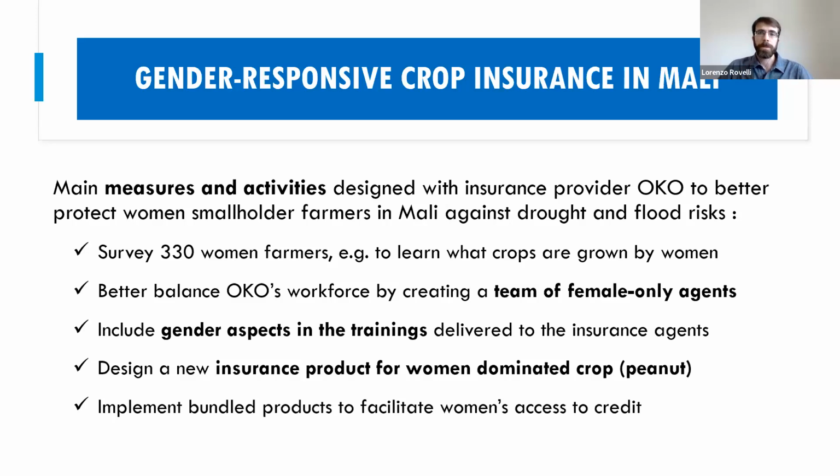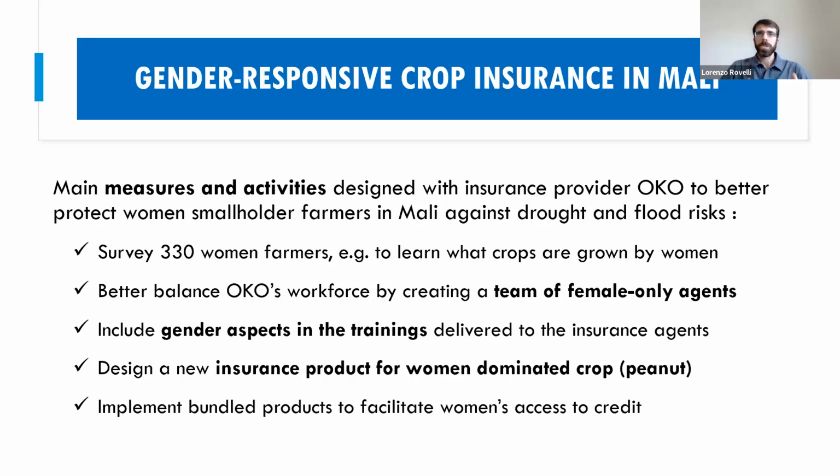We found out that the best ways to adapt OCO's existing insurance schemes would have been to, first of all, better balance OCO's workforce by creating a team of female-only agents. That's very important because we found out it makes a huge difference when male or female agents are talking to female farmers. We also included gender-related aspects in the trainings delivered to the insurance agents, of course, both the male and the female insurance agents.